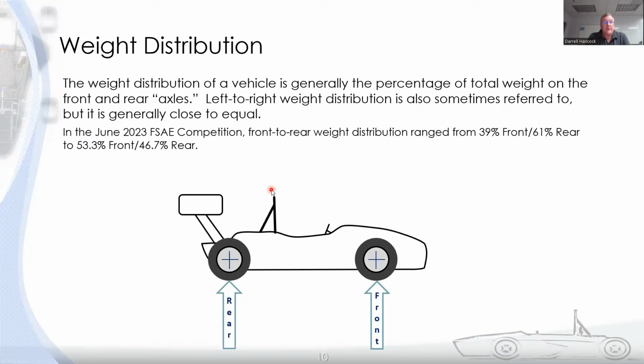So I looked at the results from the June 2023 competition, and the front to rear weight distribution ranged from 39% front, 61% rear, to the other extreme of 53.3% front, 46.7% rear. So you do see some big differences among vehicles in the competition. And I'm not going to tell you that one is better or worse than the other, but it's important to know what that is. And it can be a tuning tool for your car. You can do some analysis, some simulation, and see the effects of that weight distribution.